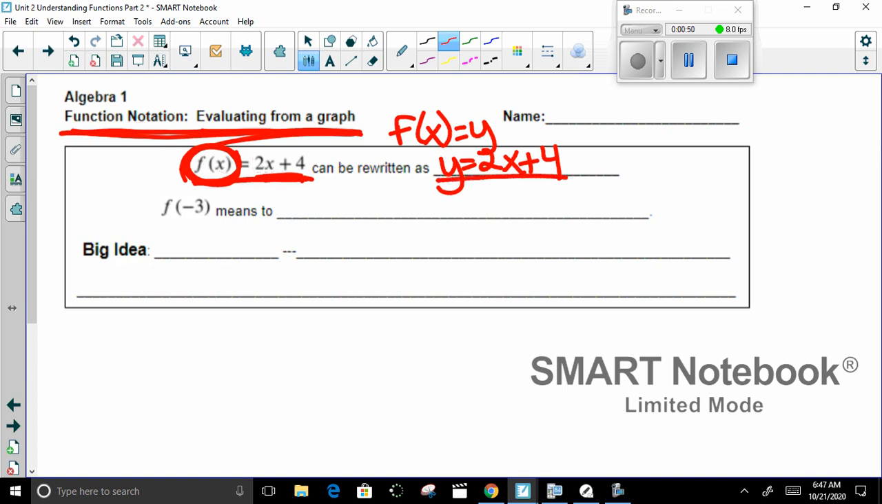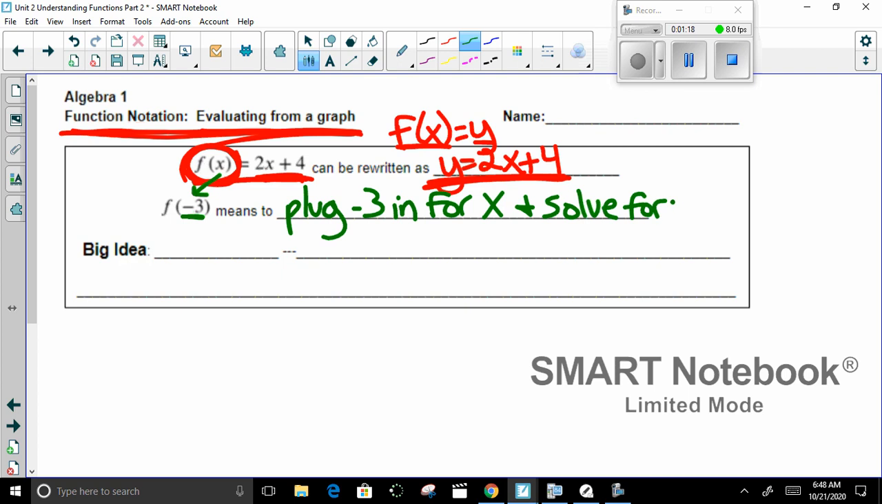This is another way you can see it written, and you're probably used to seeing it written the y way. You just need to get used to the fact that now they're using f of x in place of y. F of negative 3 means wherever I see x, now they're replacing x with negative 3. So you're going to plug negative 3 in for x and solve for y, for your f of x.